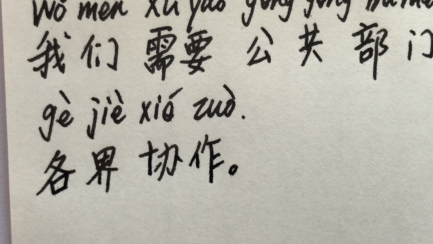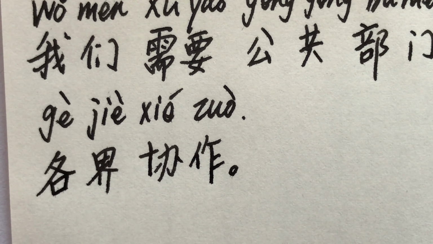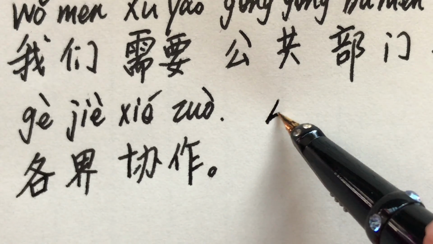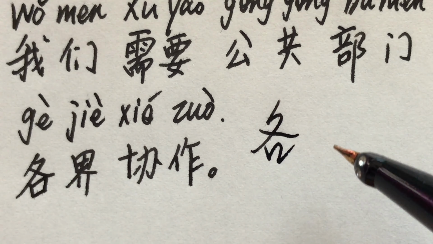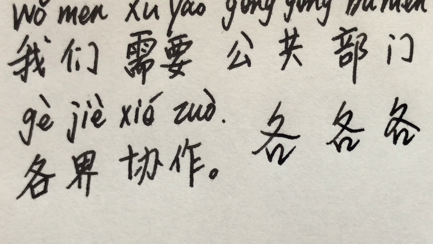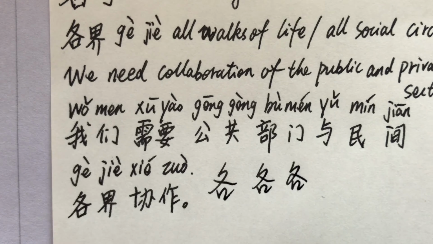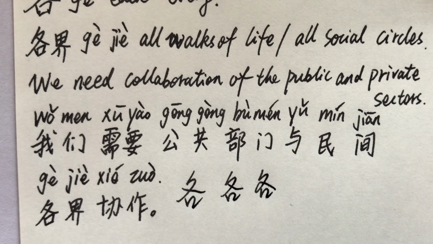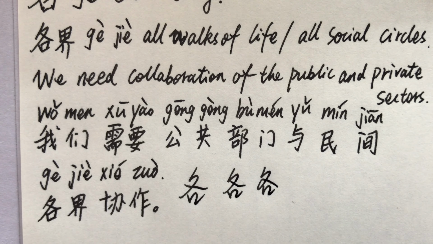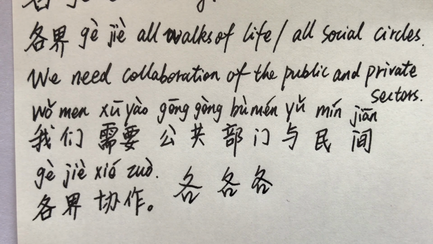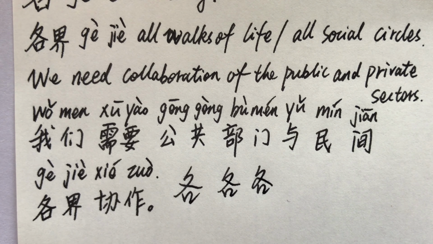我们需要公共部门与民间各界协作。各 in cursive. 各 each, every. 各界 all walks of life, all social circles. We need collaboration of the public and private sectors.